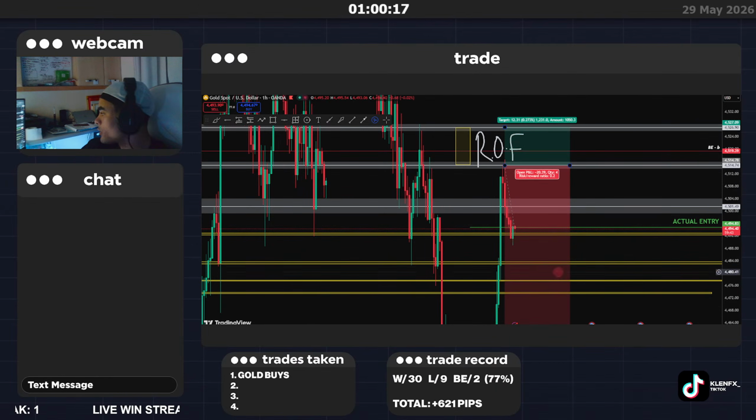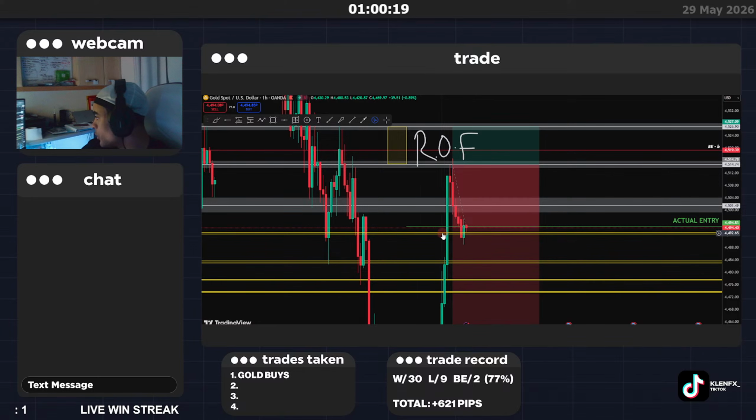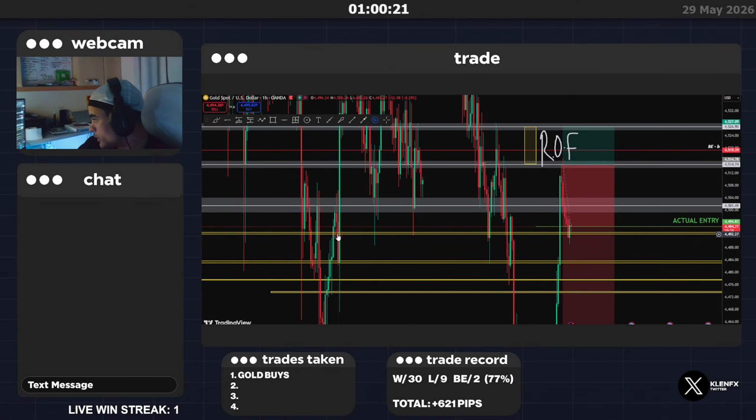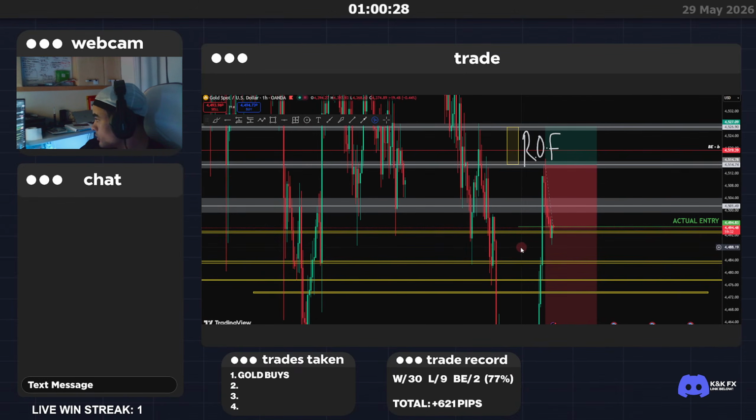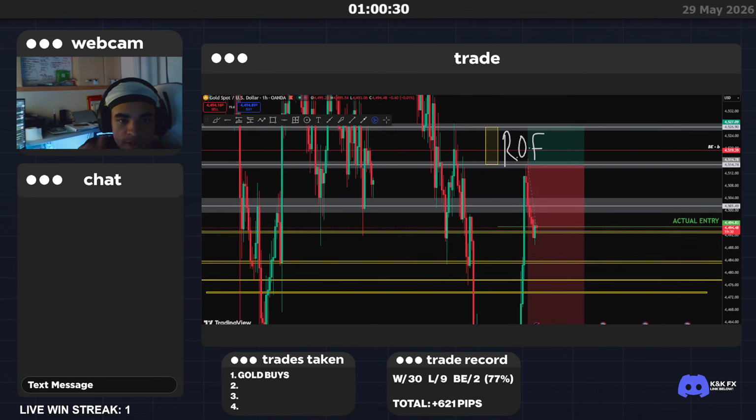Yeah, chat. So it looks like it's gonna reject off of this first yellow line, with these areas kind of rejected. So that's good. Wait and see what price does.